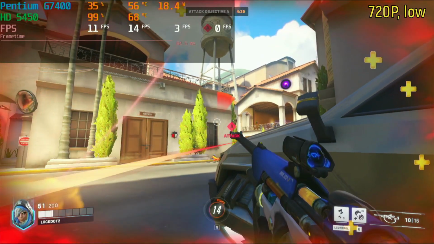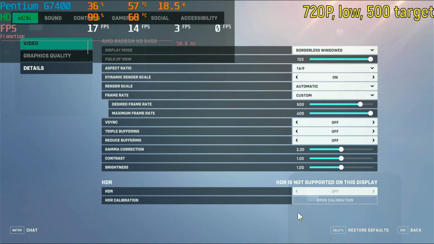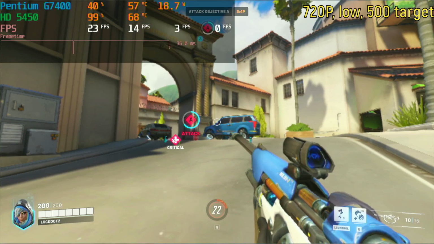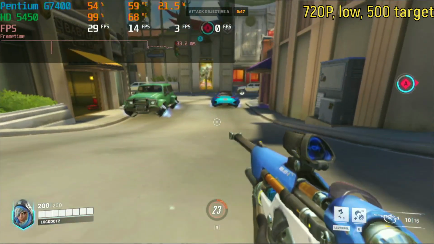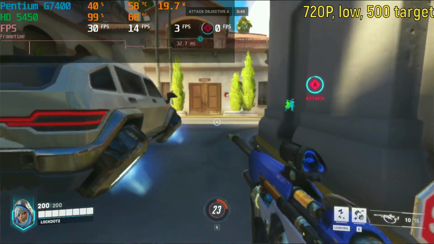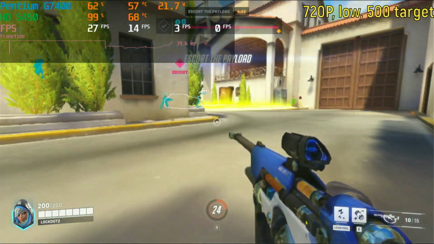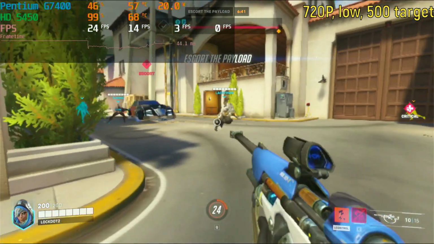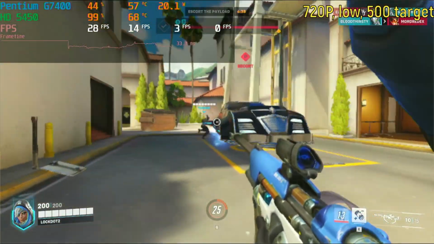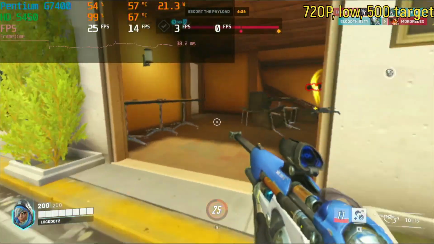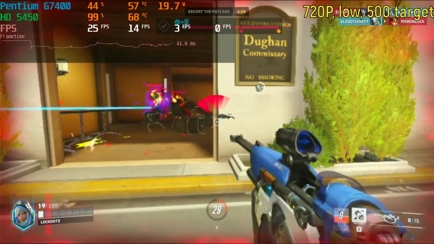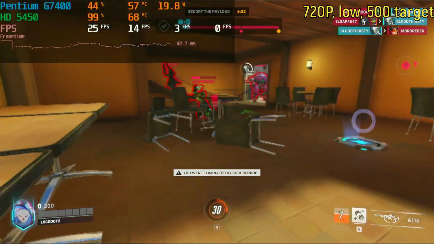Yeah, that is amazing. Then at 720p, I went over and put the render scale back to automatic, and I put a 500 frame per second target in the frame rate to see if we could actually get any frame rate better than 12. And it did. We were getting roughly 30, so that's a slight improvement.